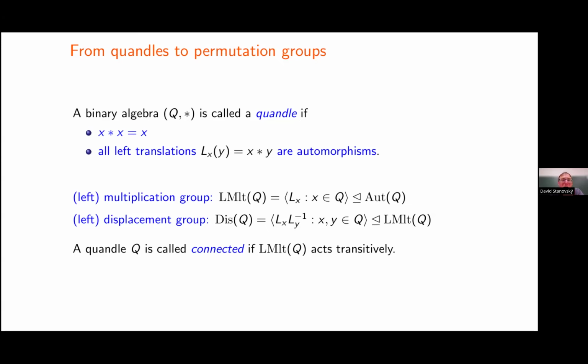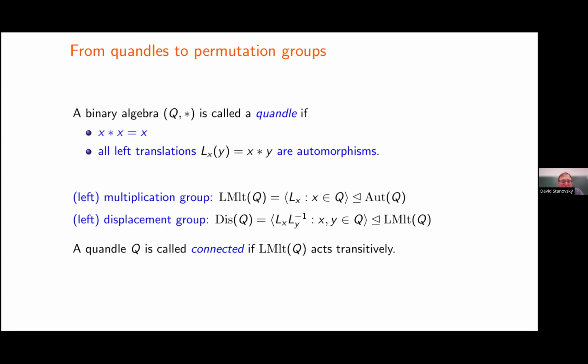using group theory. So whenever you have permutations in your setting, it's natural to generate a permutation group out of those, right? So since all left translations are automorphisms, then just generate a subgroup of the automorphism group by those translations. This is called the left multiplication group.